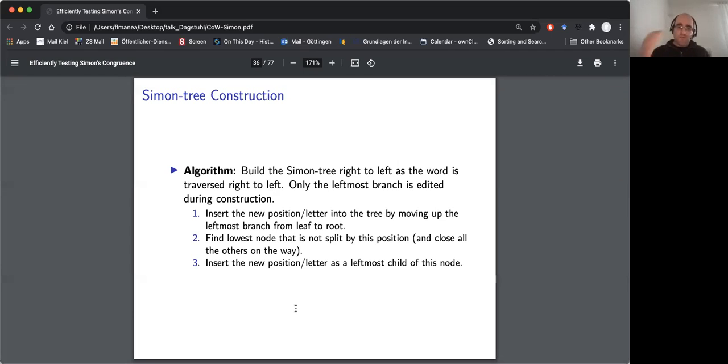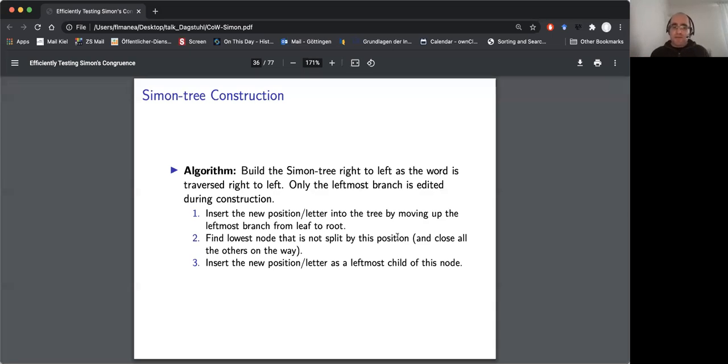So we always update the Simon tree for a suffix of the array. The benefit in doing so is that we always affect only the leftmost branch of the tree when considering a new position. The idea is pretty easy. Insert a new position letter into the tree by moving up the leftmost branch from a leaf towards the root. And we find on this leftmost branch the lowest node which is not split by this position, and we close all the others on the way.